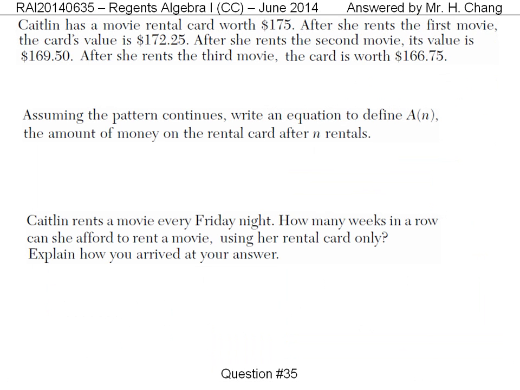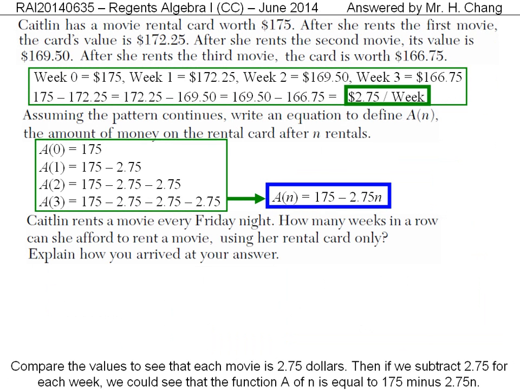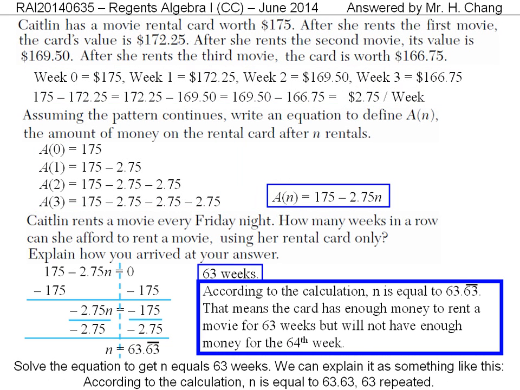Question number 35. Compare the values to see that each movie is $2.75. Then if we subtract 2.75 for each week, we could see that the function A of n is equal to 175 minus 2.75n. Solve the equation to get n equals 63 weeks. We can explain it as something like this.